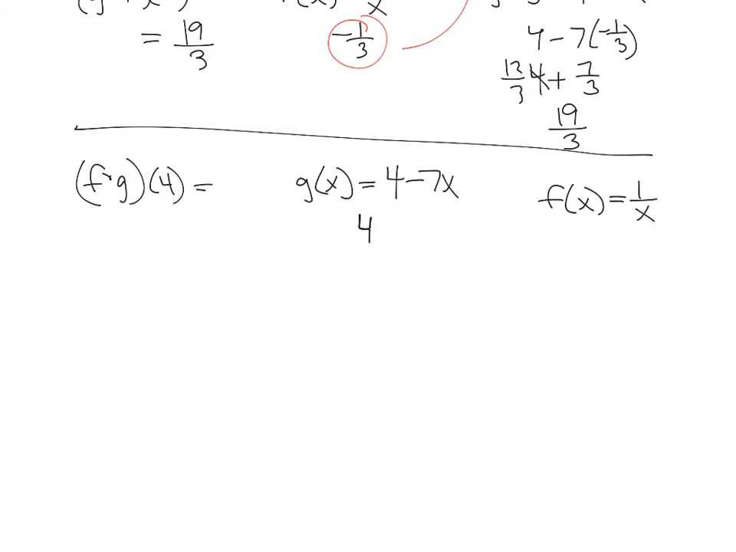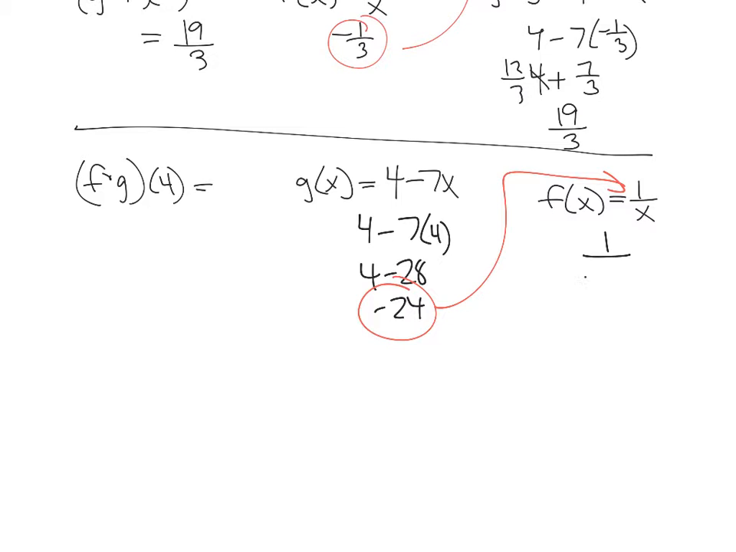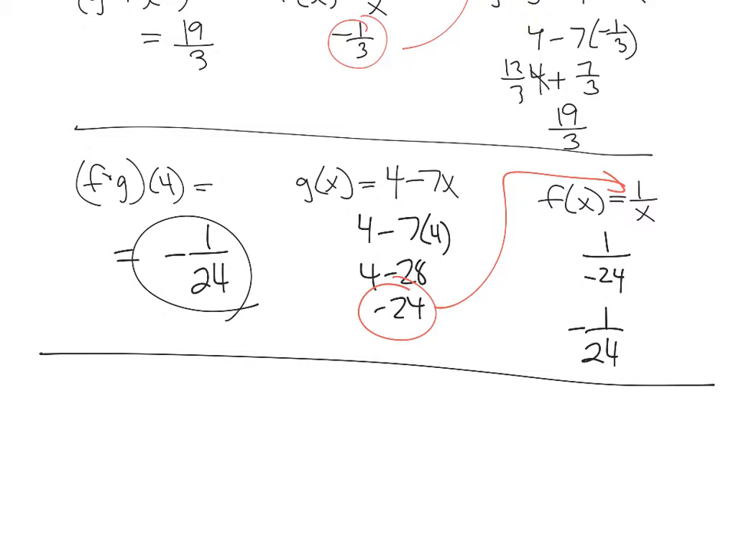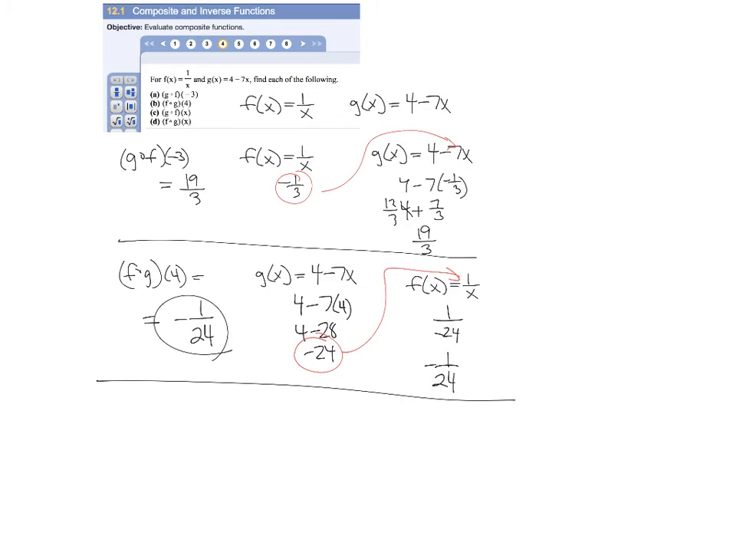So you get 4 minus 7 times 4, so that's 4 minus 28, so that's negative 24. And now we're going to take that negative 24 and we're going to stick it in F. So you get 1 over negative 24, so that's negative 1/24. So that's equal to negative 1/24th, and you are done. That one's pretty straightforward. That's not too bad.